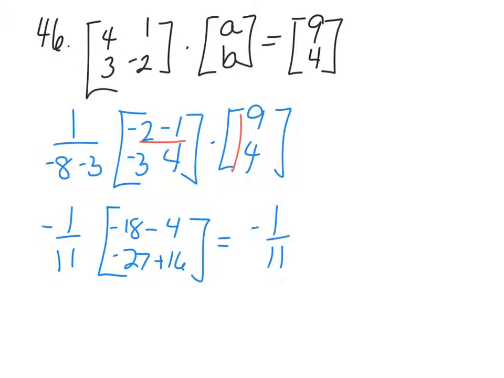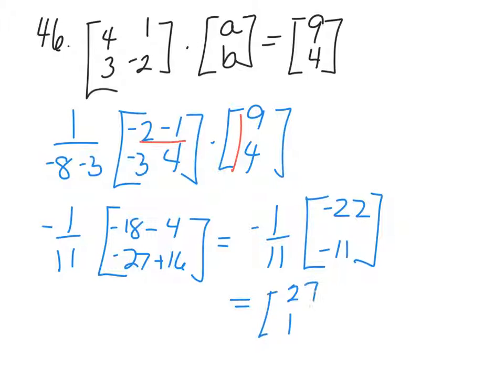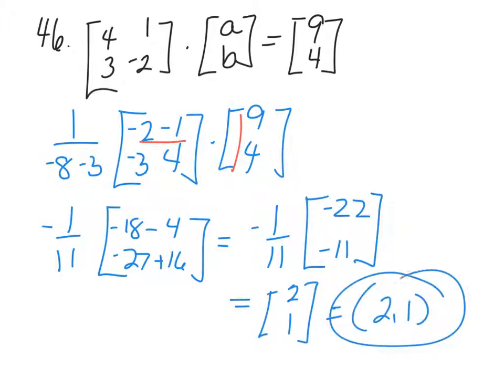So by happy circumstances here, we happen to get nice multiples of 11. So our column matrix is 2, 1, which translates into the ordered pair, 2, 1.